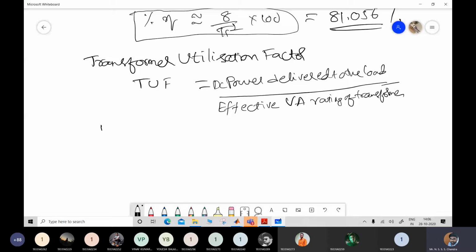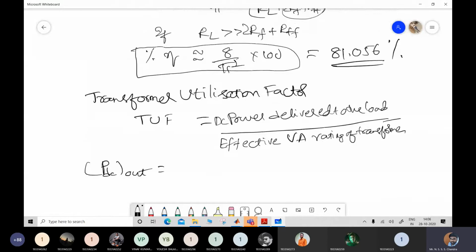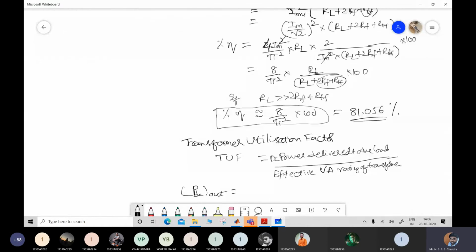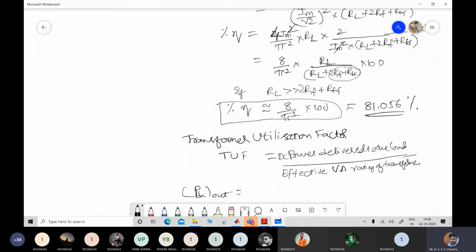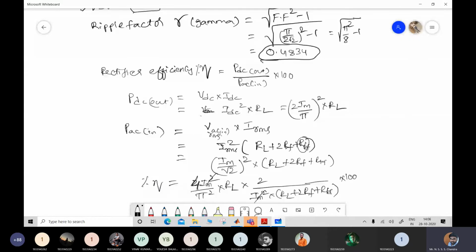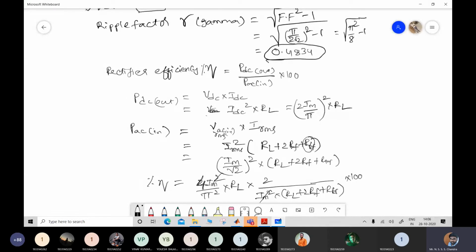So already we have found out the PDC output. So what is PDC out? We have done it earlier, just a minute ago. So you got that it is (2Im by pi) whole square into RL, right? Can you see this? This is the PDC out. Okay, so keep it aside.